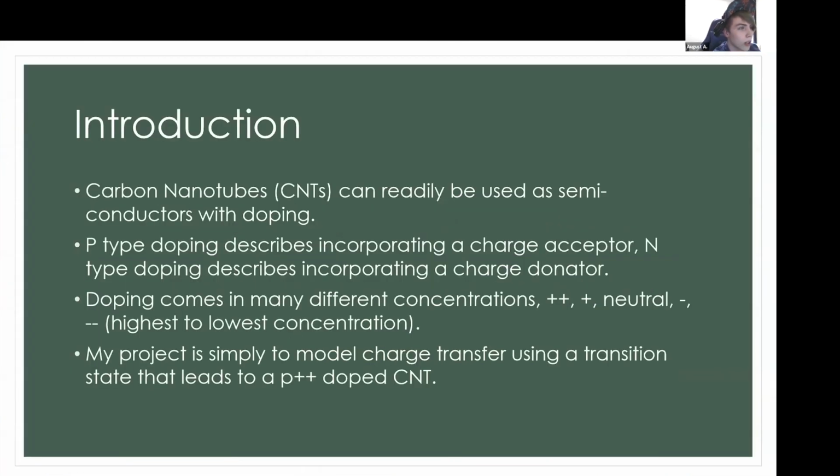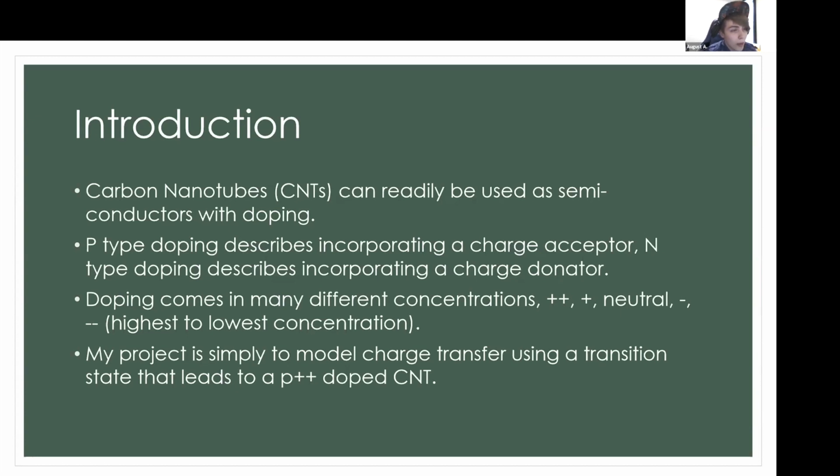So as an introduction, carbon nanotubes can be readily used as semiconductors using P or N-type doping. P-type doping describes incorporating a charge acceptor. N-type doping describes incorporating a charge donator. In the case of P-type doping, you can incorporate something like boron, or in N-type doping, you can incorporate something like antimony. Those are readily donating charge or accepting charge, depending on which type of doping you're describing.